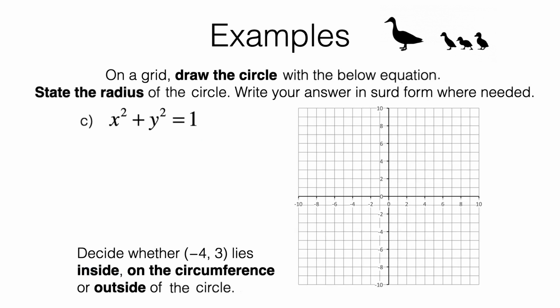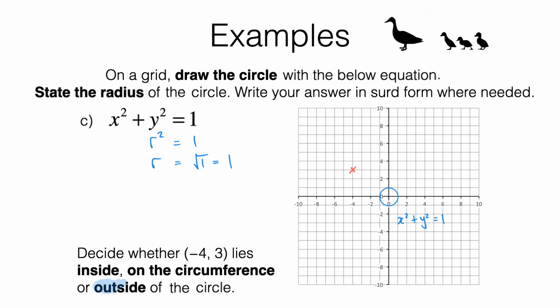Here's question C. Pause the video and have a go at this one for yourself. Here's what you should have found. x squared plus y squared equals r squared. That's the general equation of a circle. So in this case, r squared is 1, and that means r is the square root of 1, which is simply 1. That means we want a circle with a radius of 1. That looks like this. Hopefully you can see that the point negative 4, 3 is outside the circle.